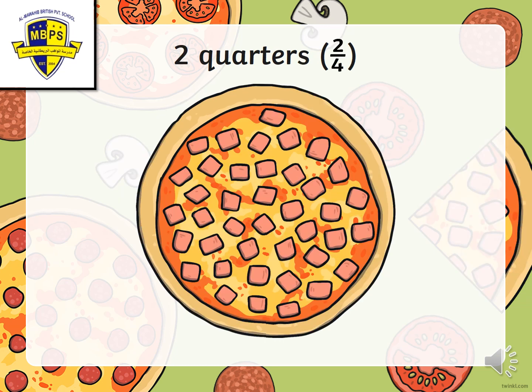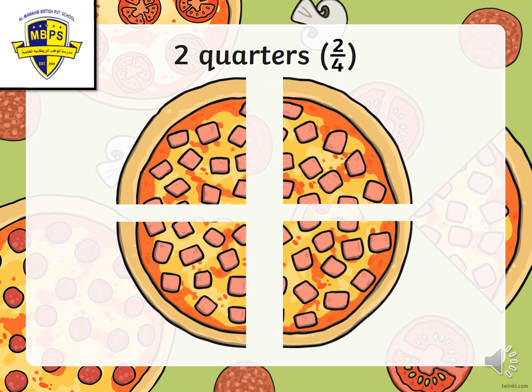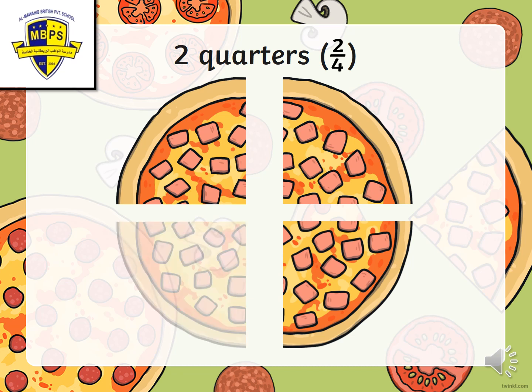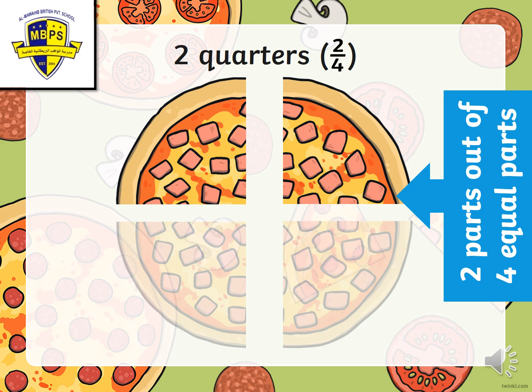What about 2/4? If I say quarters, it means that I should cut my pizza into 4 equal parts. And now if I hide 2/4, how many are left? I have now 2/4. How can I show it as a fraction? I will write 2 upon 4, which is 2 out of 4. I have now 2 parts out of 4 equal parts, which is 2/4.